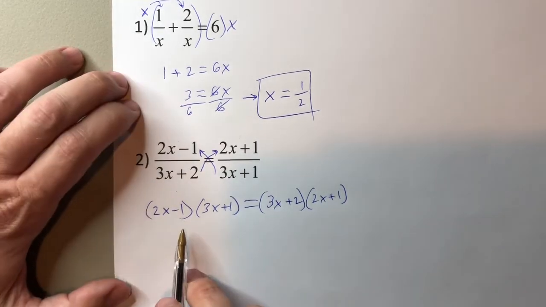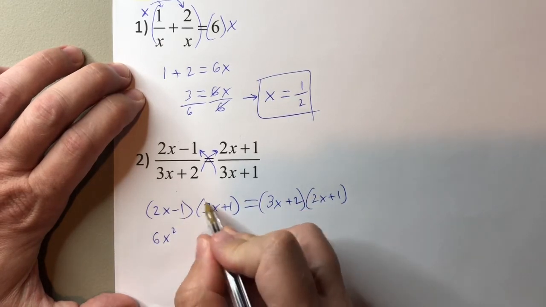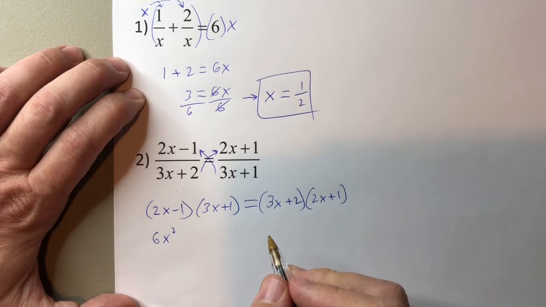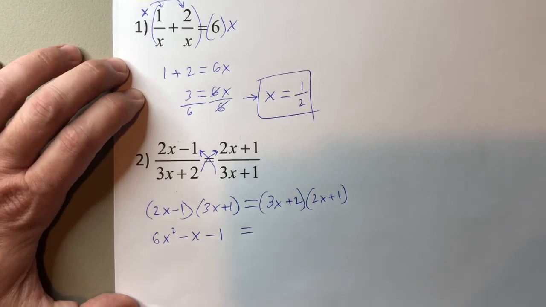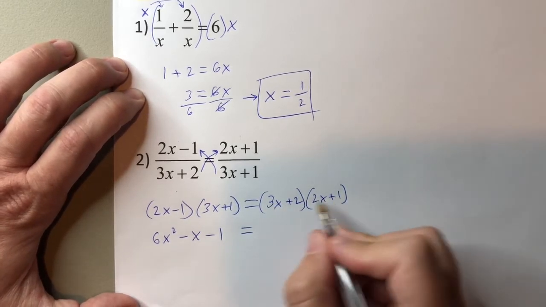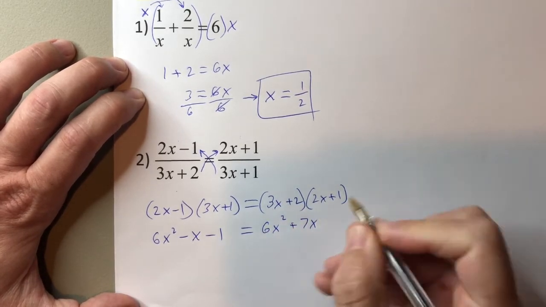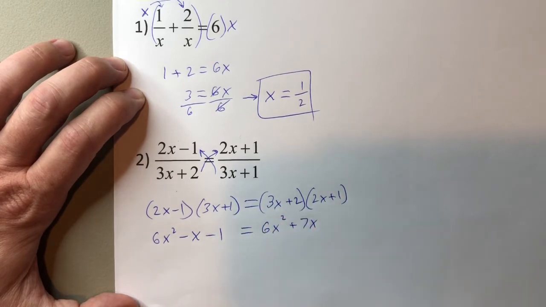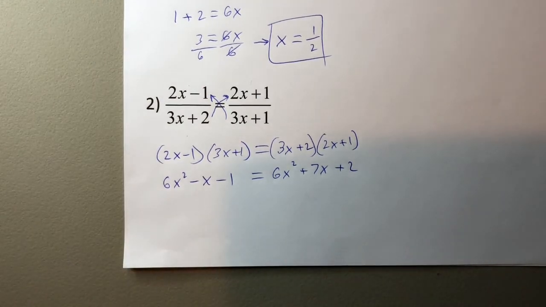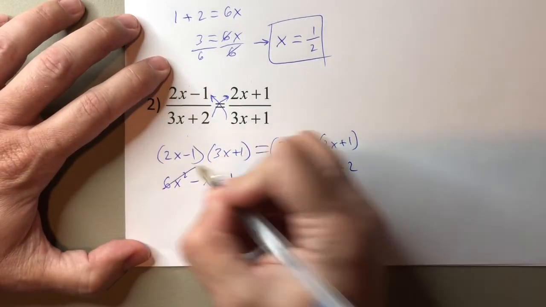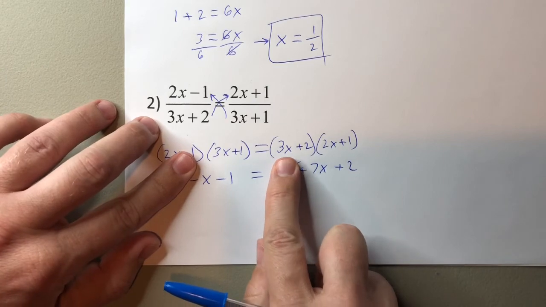Once we're here, we have to FOIL. So let's do that. 6x squared, minus 3x and then plus 2x. So minus 3 plus 2 is negative x, and then minus 1. Got to be able to FOIL. Got to be able to FOIL. So the product here would be 6x squared plus 7x, right? 3x plus 4x, 7x, and then plus 2. Note we have a 6x squared on each side. Because that's the case, they are eliminated. In other words, if you were to subtract 6x squared from both sides, you get them to disappear.